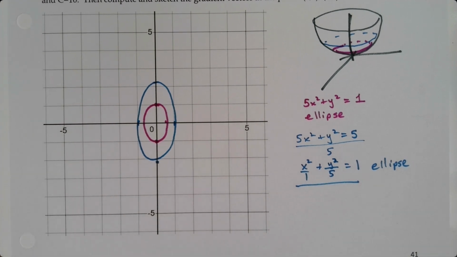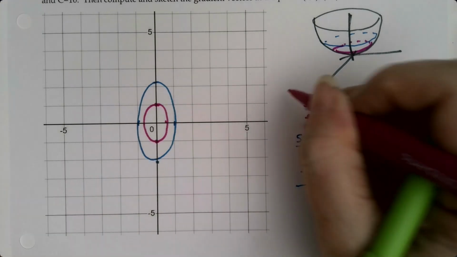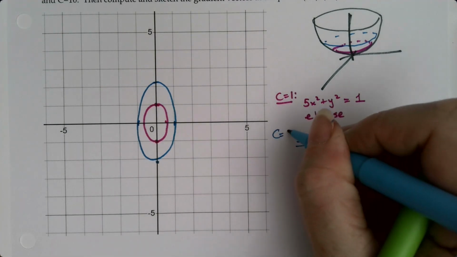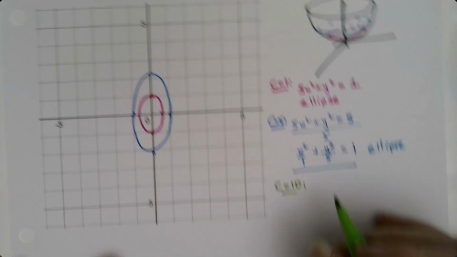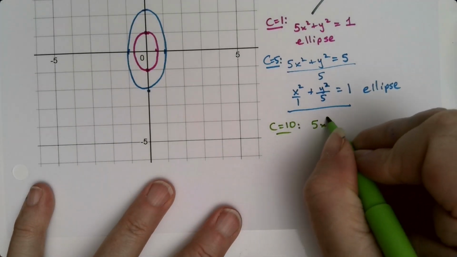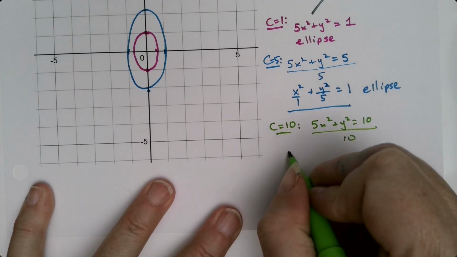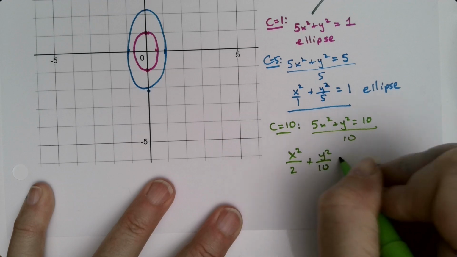So at c equals 10, just in case it wasn't clear, this is c equals 1, this is c equals 5. Just a review of how we did these. This is c equals 10. So you go 5x squared plus y squared equals 10. You divide everything by 10. You'll end up with x squared over 2 plus y squared over 10 equals 1.